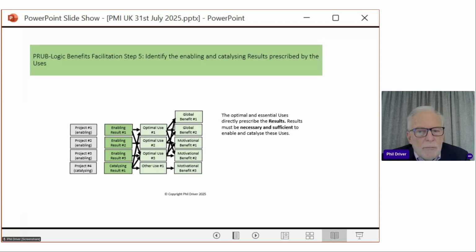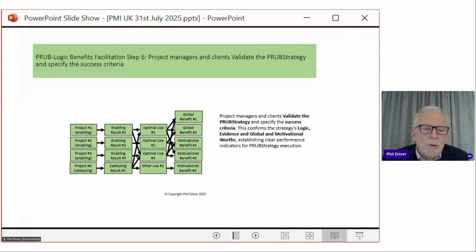But of course, the ideal result often can't be afforded. So you may need to come up with a compromised result that produces a compromised use that produces a compromised benefit. So there's a point where we have to look at the whole picture and make sure that the compromised projects that we're doing because we haven't got enough money are going to produce a good enough result that will produce good enough uses to create good enough benefits. So there's a stage here where we have to essentially validate the whole picture.